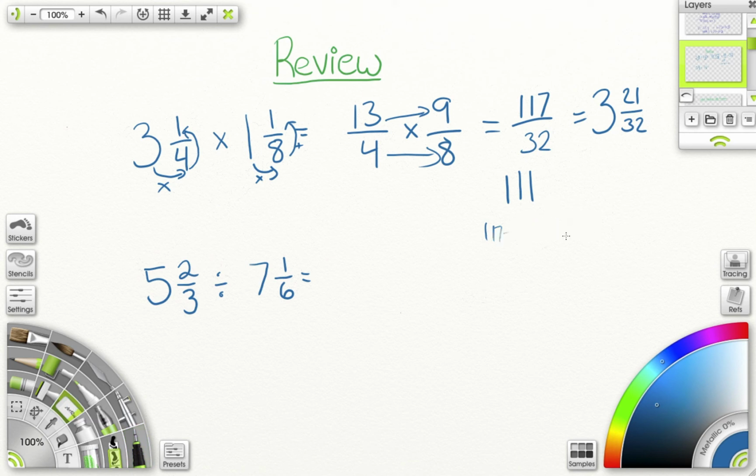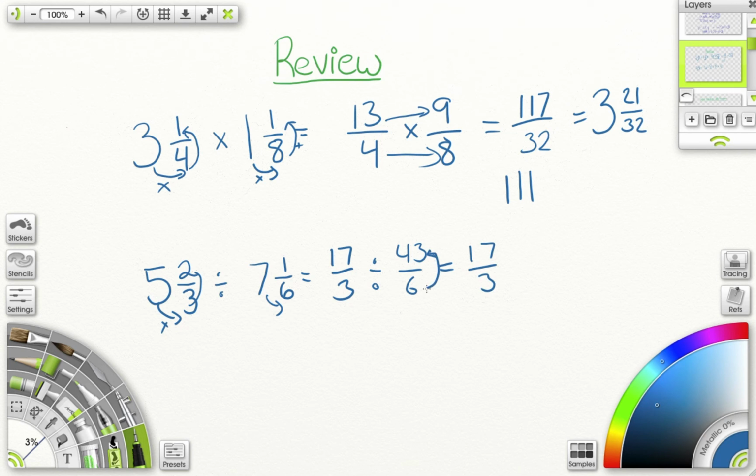Now for division, it's that same similar process, except you just switch things up on the last step. So first of all, putting into improper fractions, 5 times 3, which is 15, plus 2 is 17 over 3, divided by 7 times 6 equals 42, plus 1 is 43 over 6. Now, to do this, I take 17 over 3 and leave that the same. I switch my top and bottom numbers. So I do times 6 over 43.